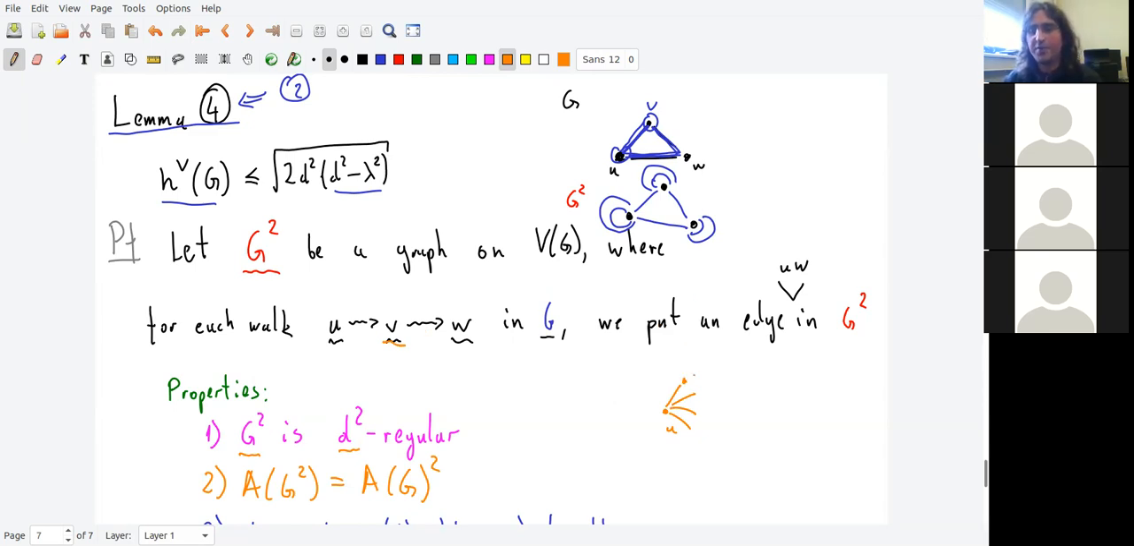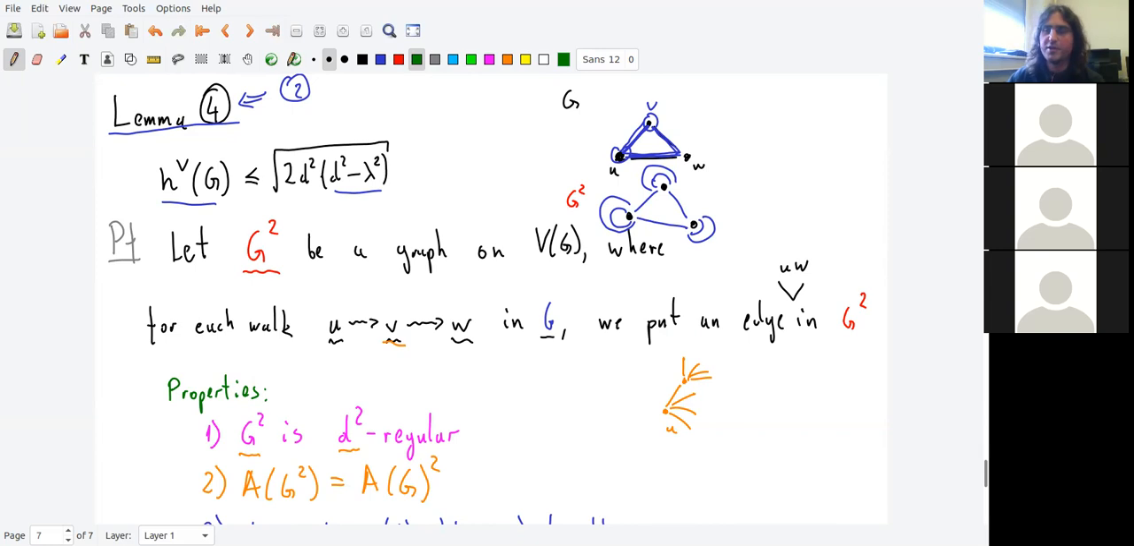V, and then from V there are again d ways of continuing with the second step of the walk, possibly going back to U, which will end up with a loop at U. So G square is d square regular when G is d regular. And now the crucial point is that this operation, though graph theoretically it looks a little bit strange, spectrally.